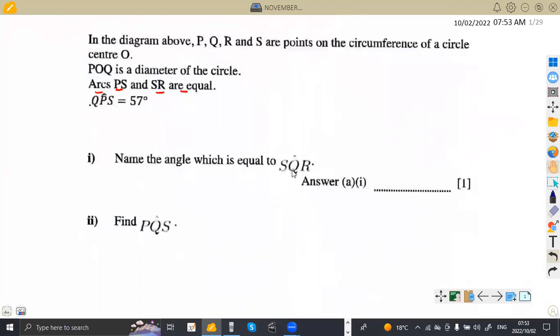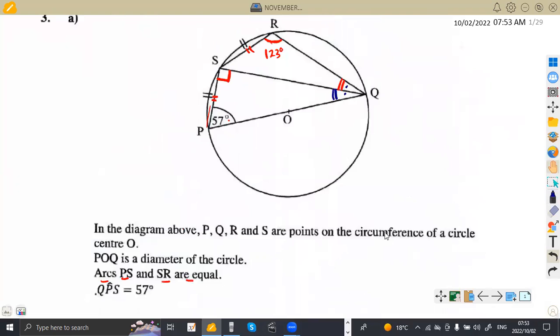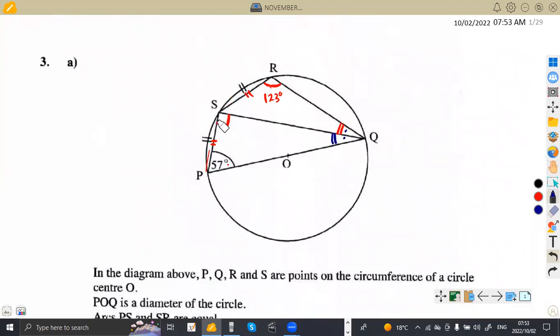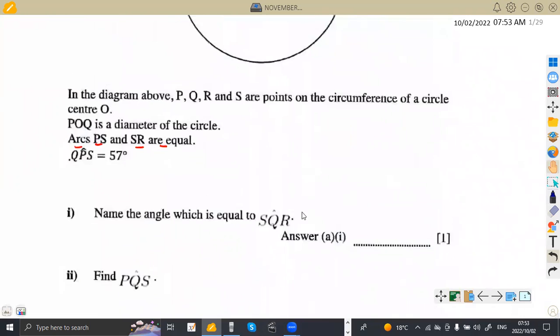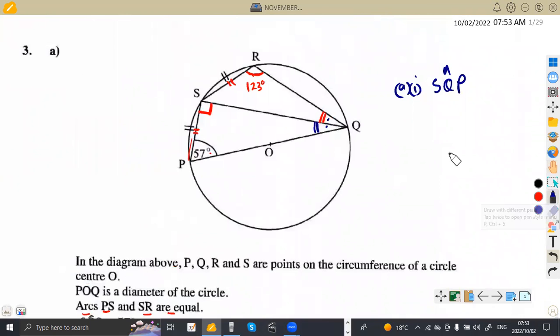Name the angle which is equal to SQR. Okay, we need an angle equal to SQR, this one. So we already mentioned it's SQP. So this was our A. Item 1 says SQP, so that is the angle that we have. Item 2, we need to find PQS.